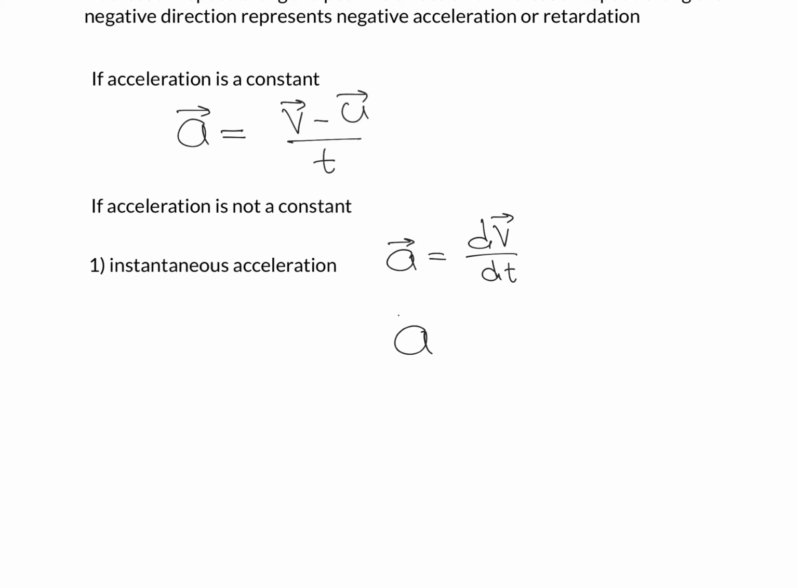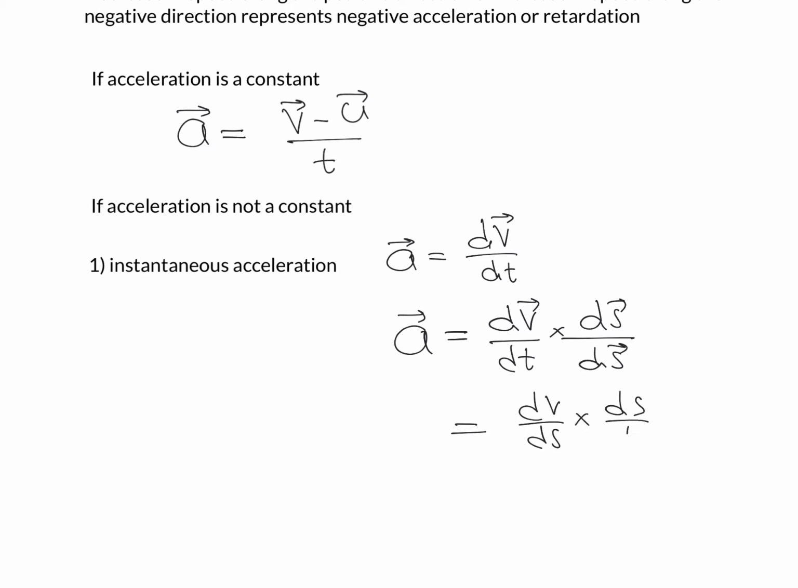Now we can use one other type of differential equation also. That means, as a is equal to dv divided by dt, if I multiply it with ds and divide by ds, I can write it like this: this is equal to nothing but dv divided by ds into ds divided by dt. And we know that this ds by dt represents nothing but velocity. So this acceleration can be written as nothing but v into dv divided by ds.